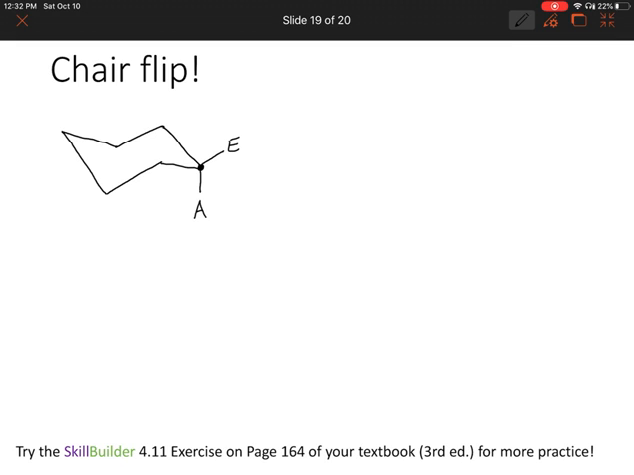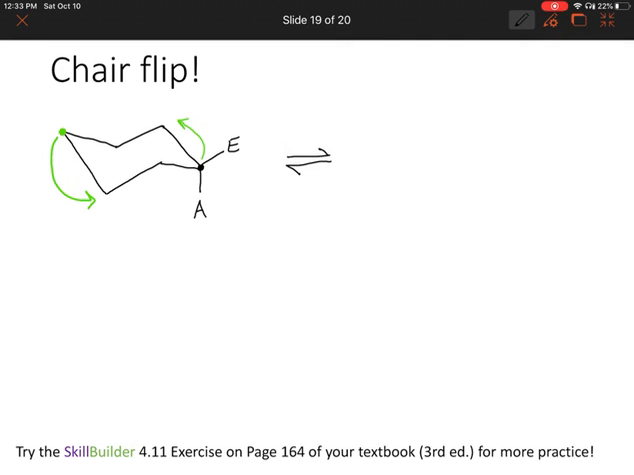Okay, now the ring can flip. So if we flip the ring, what ends up happening is this front carbon essentially moves to the back, and then this back carbon on the opposite corner moves to the front. Now this might be hard to visualize, so in my other video after this, I'll show you a 3-dimensional model and flip it for you so you can see what's going on. So bear with me for now.